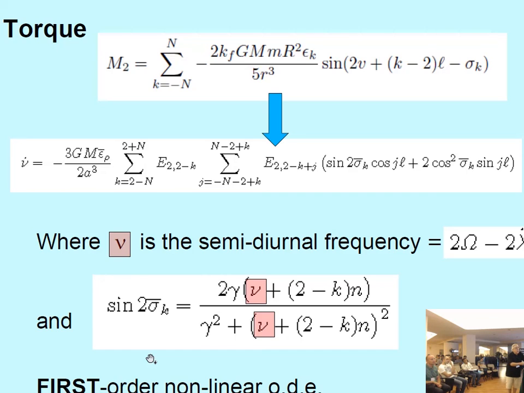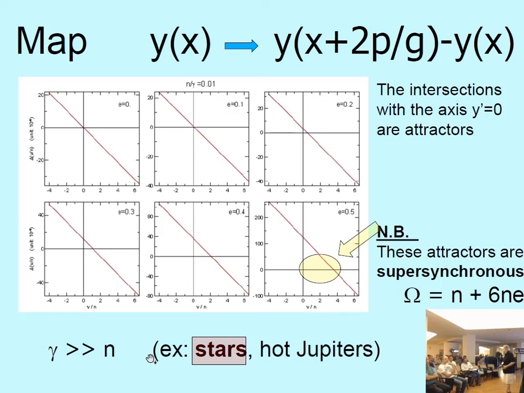Well, but this quantity, taking sine of 2 times sigma k, is 2 gamma times nu, and so on, over gamma squared plus nu, and so on, squared. So I have nu here. Okay? I have nu here. So I cannot just make an integration, looking at this as if nu was a constant. I cannot do it, because the unknown is in the right hand side of the problem. So it's not easy to solve this equation, and we do it numerically. We are interested in the solution more than any other thing. So let's study a little bit the solution of that equation.